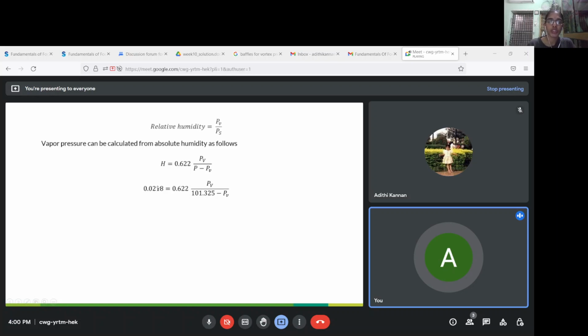So if you substitute the values, H is equal to 0.0218 kg per kg of dry air, equal to 0.622 PV divided by 101.325 minus PV. Both these PVs are the same, although they look different because of the font. Both are your vapor pressure. From this you can calculate your vapor pressure. If you transpose the denominator to this side, you have 2.208 minus 0.0218 PV is equal to 0.622 PV. So you can calculate PV as 3.431 kilopascals. Since you're substituting P in kilopascals, you will get PV also in kilopascals. So PV is 3.431 kilopascals.